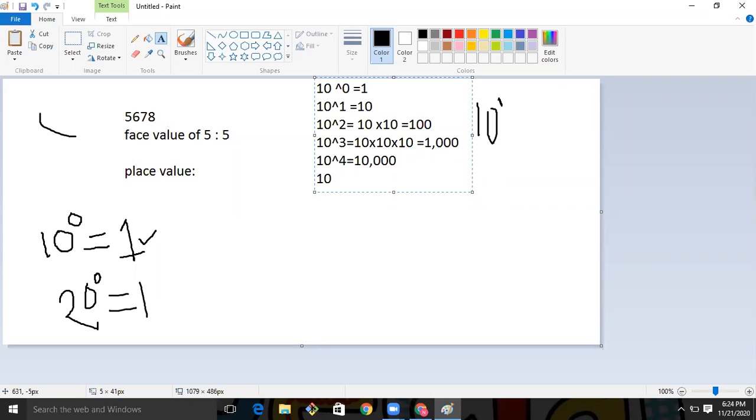Very important children, listen very carefully. 10 to the power of 5. So how can we write 10 to the power of 5? We can write 1, and after that we have to put 5 zeros: 1, 2, 3, 4, 5 zeros. So what is the value? We have to understand the value.